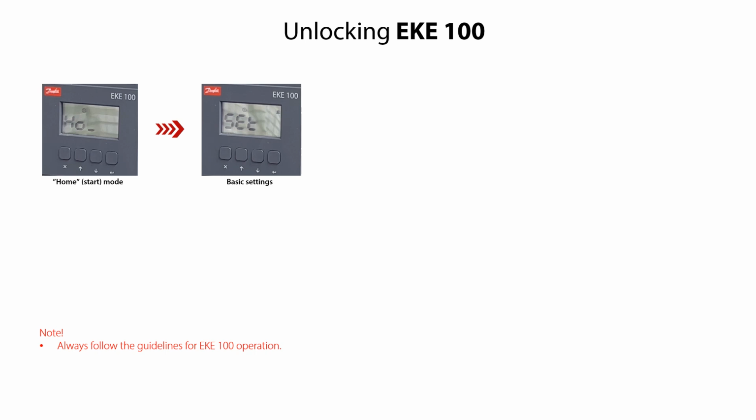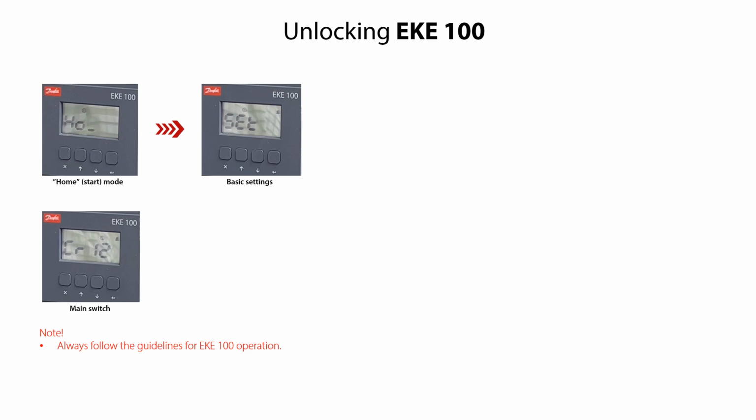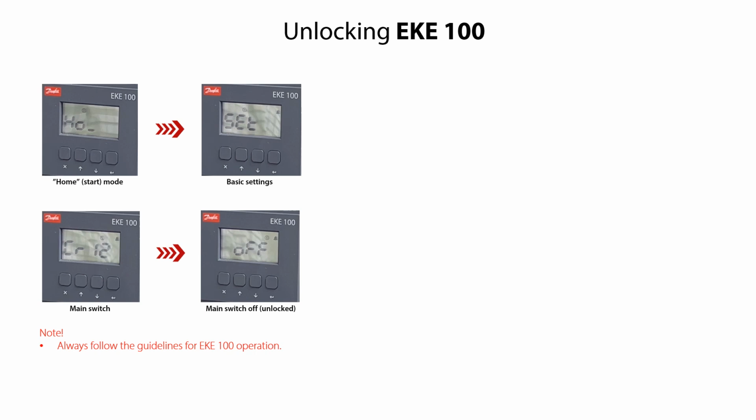From the home mode, press the arrow down key to get to the basic settings, specified as SET. Press the enter key to access the main switch, specified as CR12. Press the enter key again, which will set the main switch as off, as seen here. The EKE 100 is now unlocked.